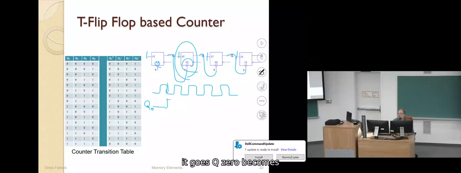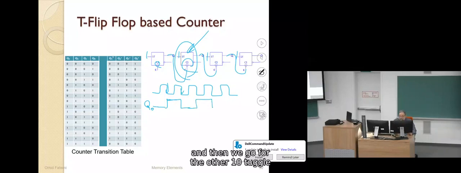So Q0 becomes 1. And this Q0 becomes the clock for this flip-flop. So this flip-flop doesn't have a falling edge, so it doesn't change. But again, we have a falling edge of clock here, so Q0 toggles. Let me complete the Q0, and then we go for the other one. So Q0 toggles with the falling edge of the clock.